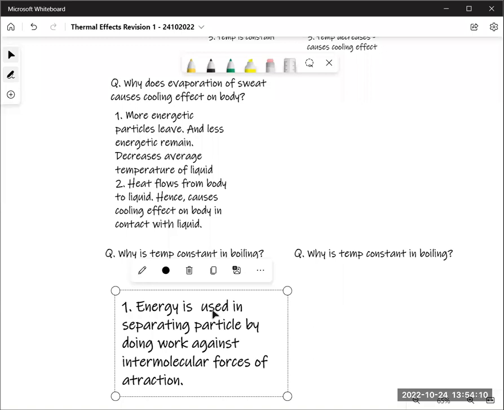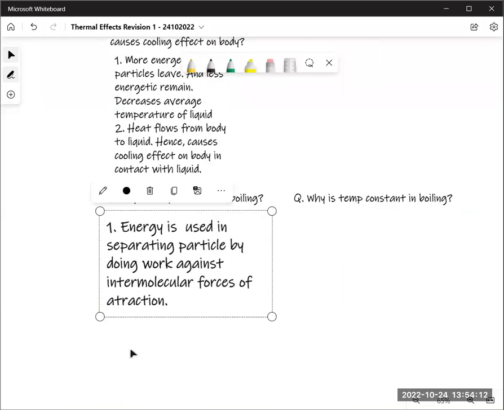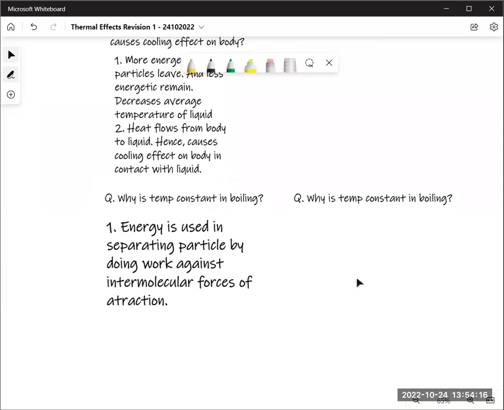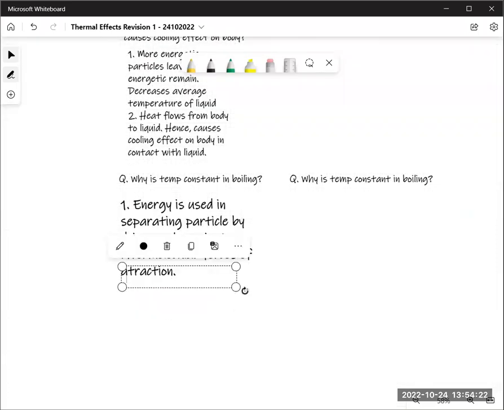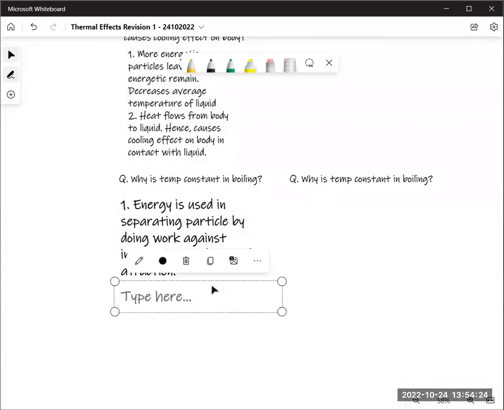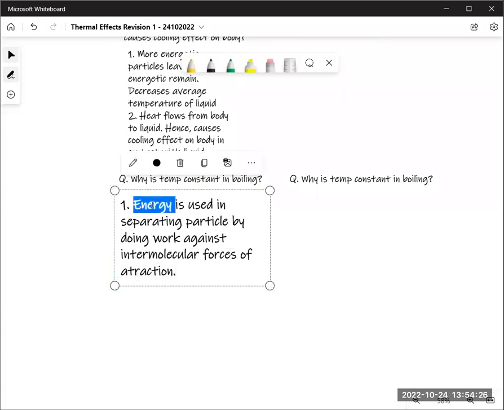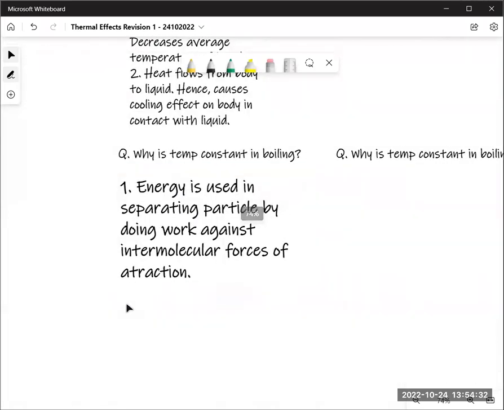Anas, read this. Why is temperature constant in boiling? It says energy is constant, not temperature. So we need the answer for temperature. Right? Yes, temperature is constant, right? So read it quick.